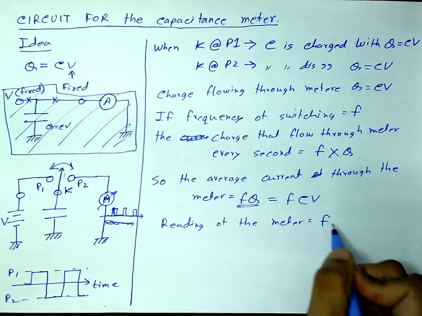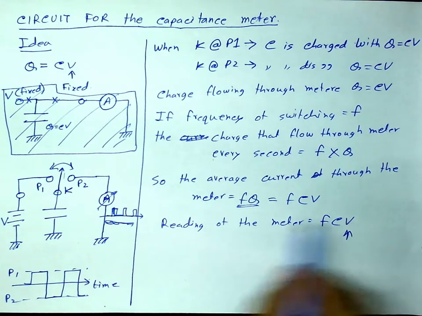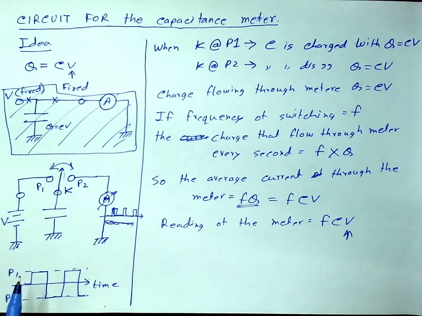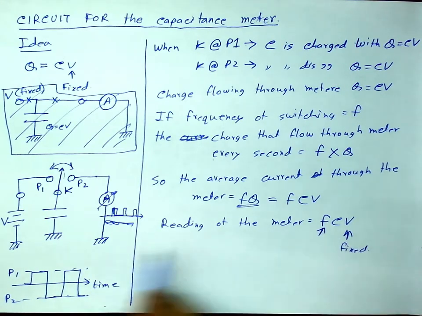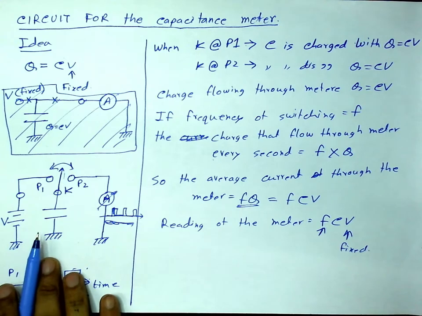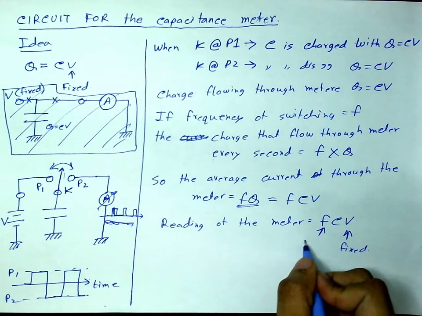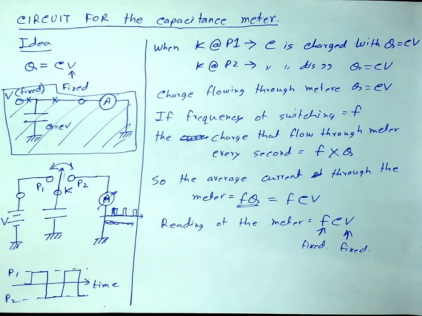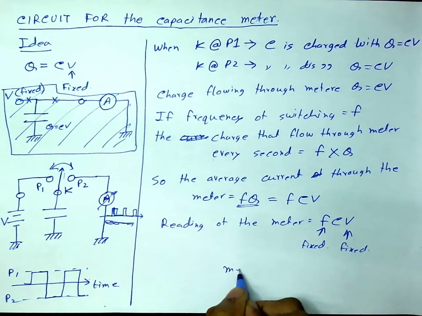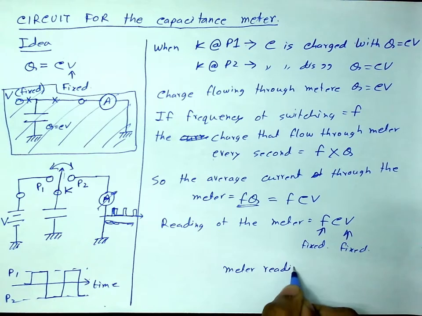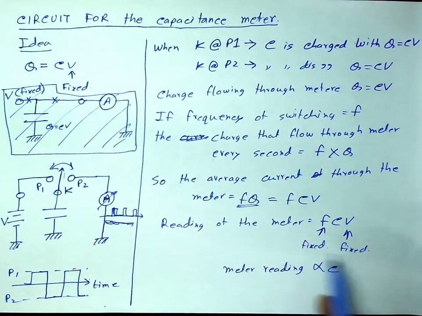is equal to FCV. Now V is the voltage to which I charge the capacitor. This I keep as constant, fixed. This F I keep as constant for all the tests I do. Every time I do this test, I use the same value of V, same value of F, so I can keep them constant. It is in my control. I keep them constant, and therefore the meter reading is just proportional to C, because these two are constant. So the meter reading is linearly related to the capacitance of the capacitor.